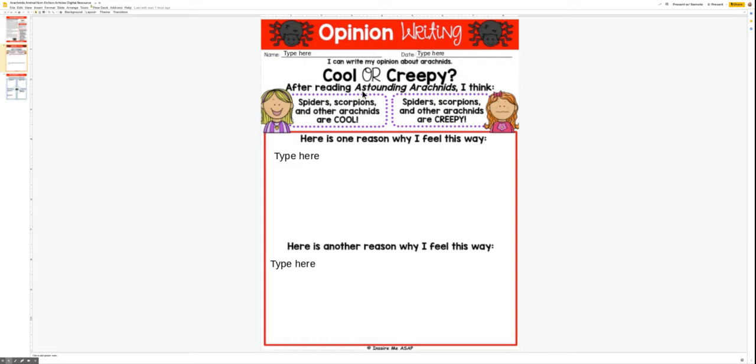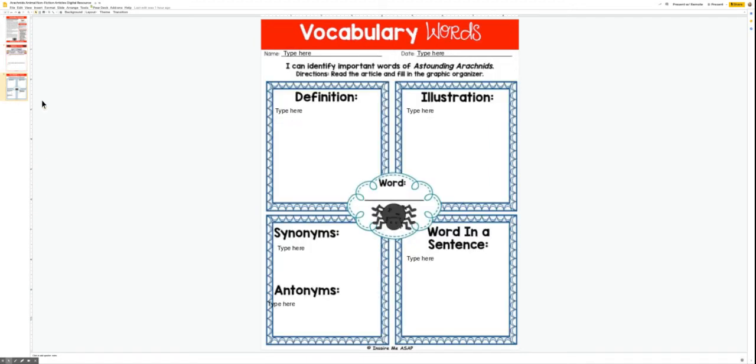But you might be thinking that they're cool. So this is where you're going to type. Here is one reason why I feel this way. Here is another reason. So you're going to give 2 reasons why you think that they are cool or creepy. Pretty easy. And to type, you just click right there, erase this, and then start typing. And then your last one says, I can identify important words of Astounding Arachnids. Directions: read the article and fill in the graphic organizer.